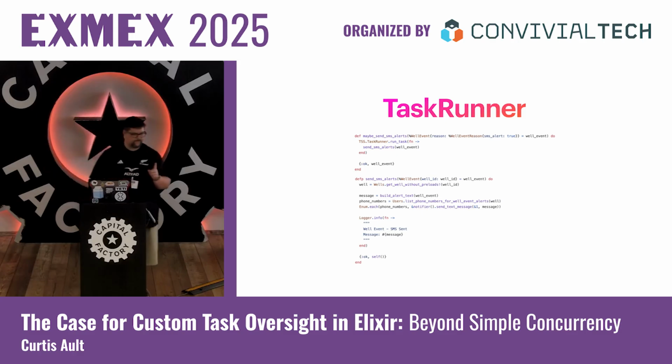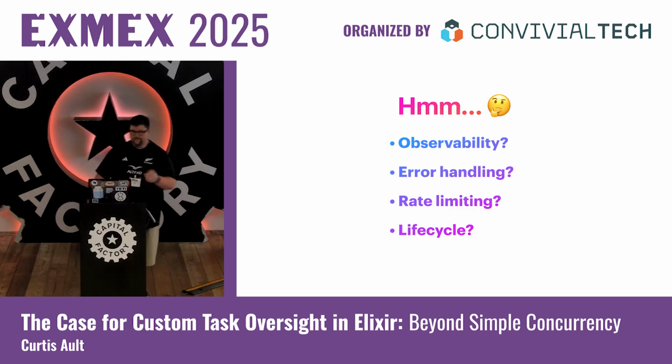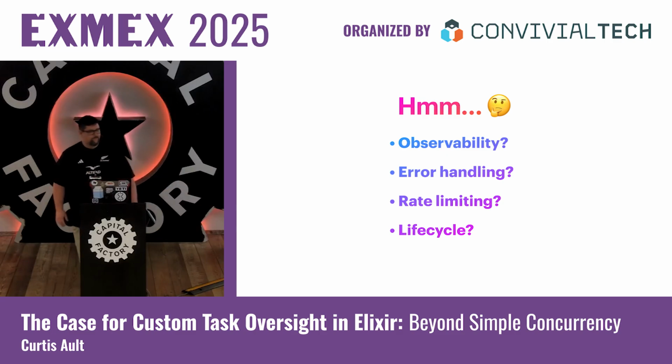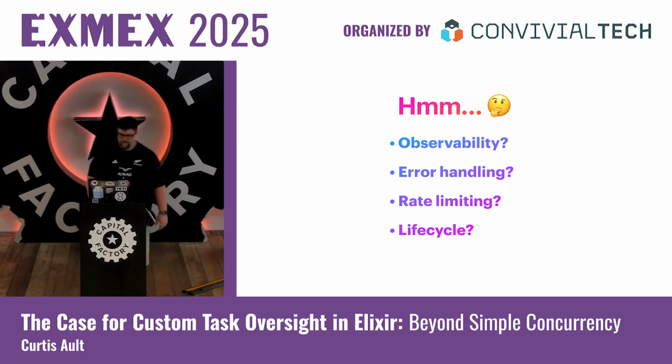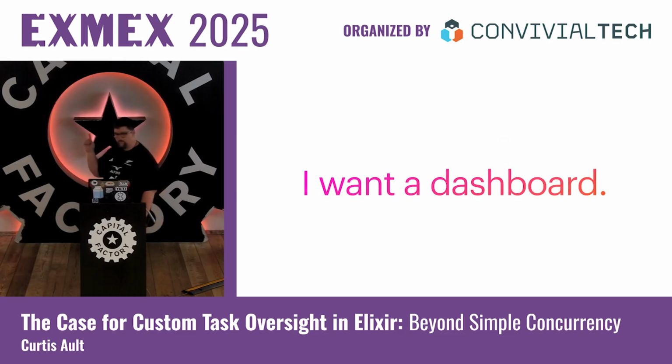But I had a couple questions. There's no observability. What's the error handling? Is there any rate limiting? Are we just spinning off a ton of these? And what's the linking strategy behind the scenes? So I wanted a dashboard. I wanted to see, I'm a visual person.